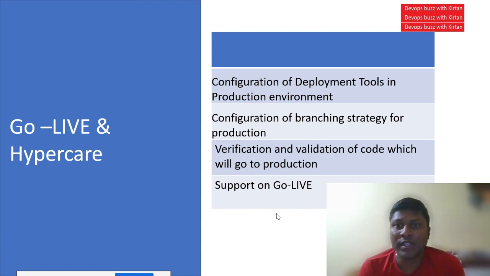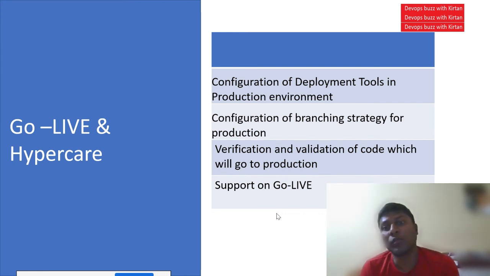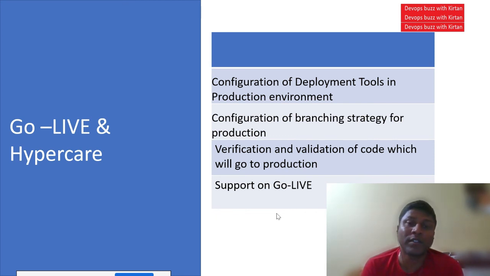And the verification and validation of the code which will go to production needs to be done first, at the time of go-live, because the developers have just started using this process, they might miss something, like an untracked component, and push it into the repository, which might create a problem. So all those things should be verified before the code moves into production. Finally, we need to provide support at the time of go-live activities in production. And once everything goes fine, then we go for the hypercare.